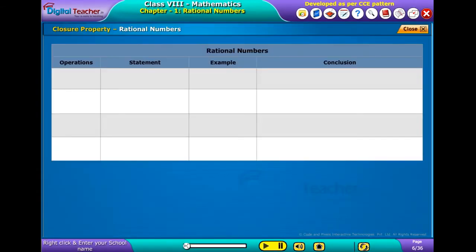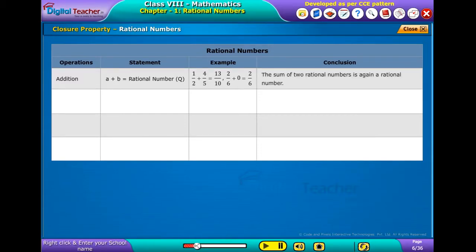Let us see the closure property of operations on rational numbers. Under addition operation, it states that if two numbers are added, their sum is a rational number. For example, 1/2 plus 4/5 is equal to 13/10, or 2/6 plus 0 is equal to 2/6. It concludes that the sum of two rational numbers is again a rational number.